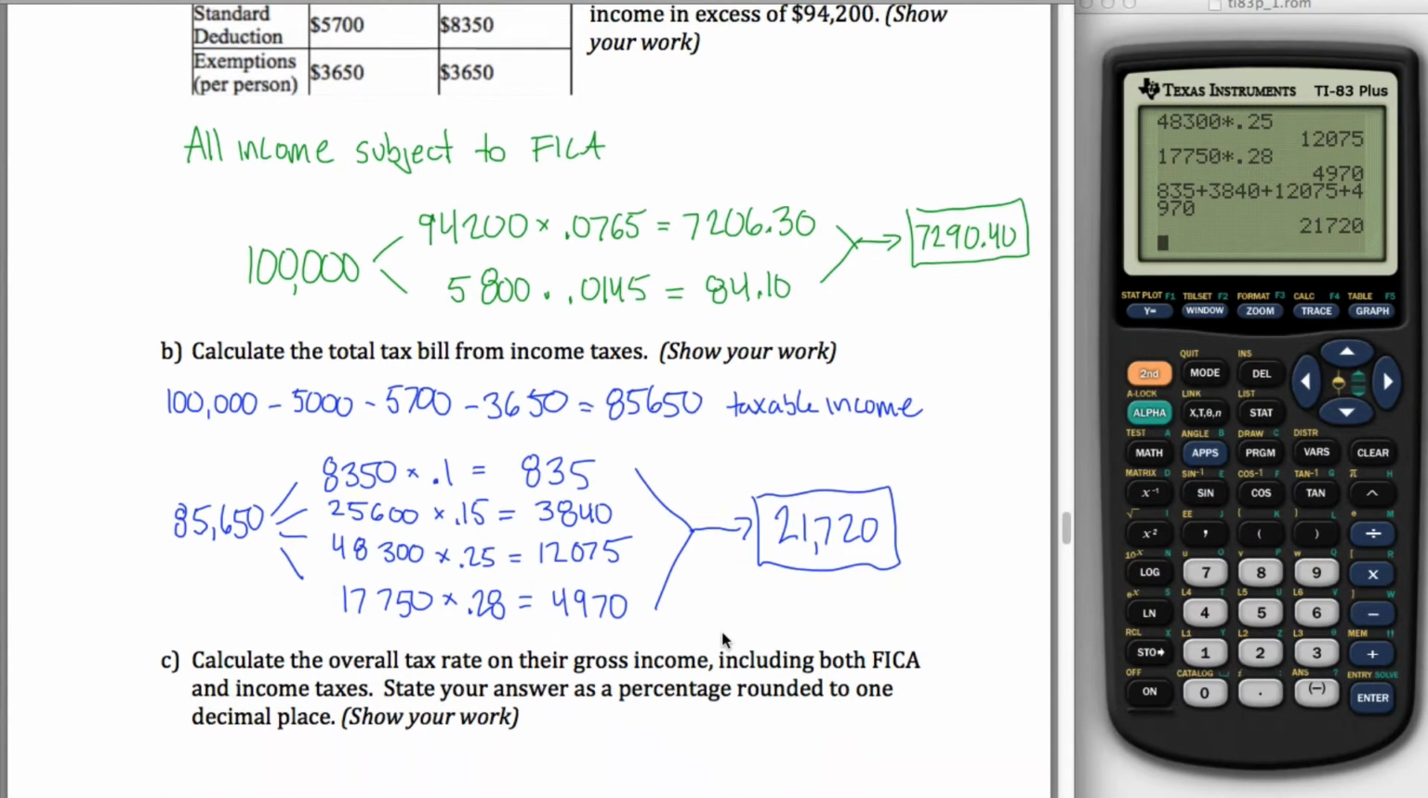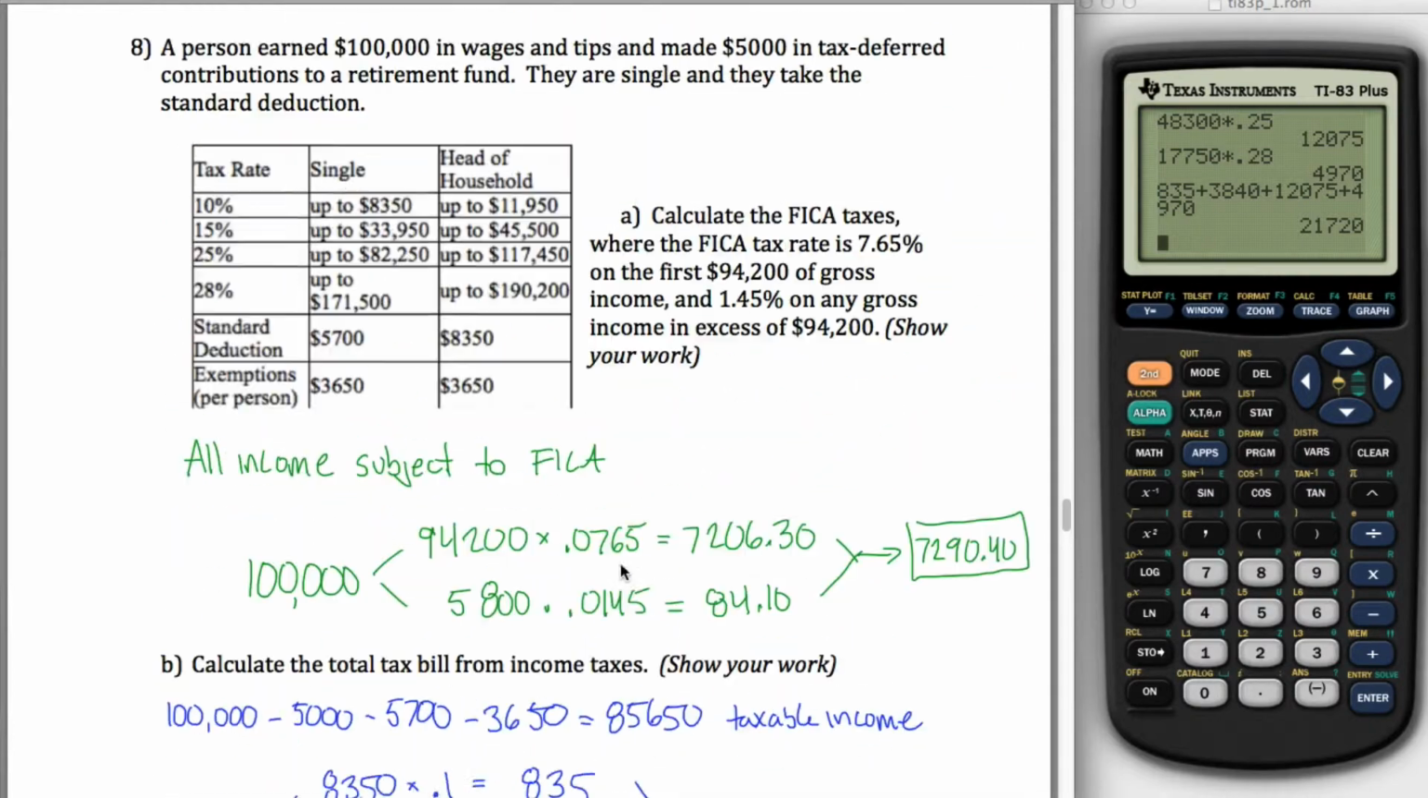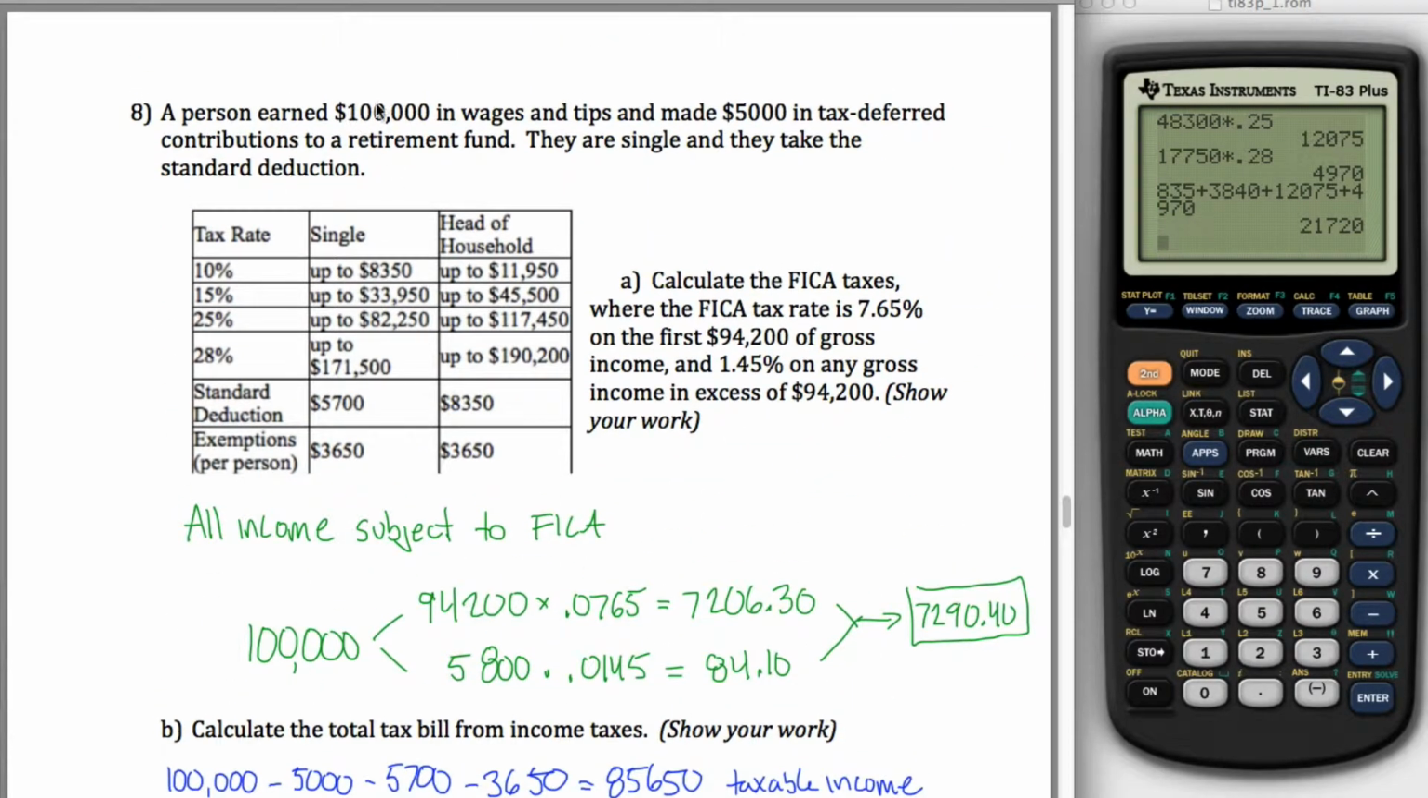That's a hard problem. Calculate the overall tax rate on gross income. So the overall tax rate is the amount you were taxed. So 21,720 plus 7,290.40, the total amount you were taxed, divided by your gross income. Not your taxable income, but your gross income. The overall tax rate on your gross income. Gross income was 100 grand.